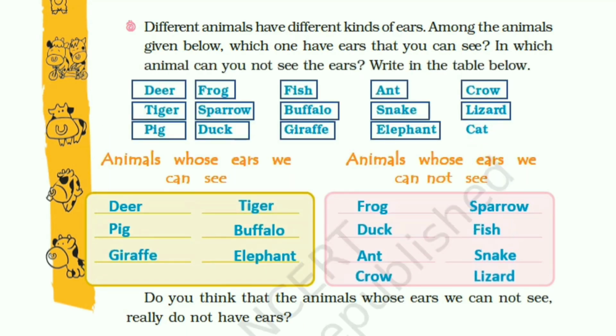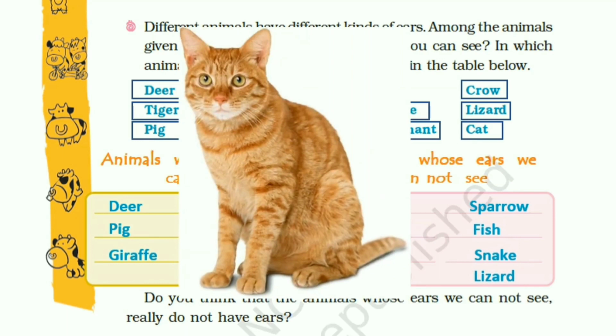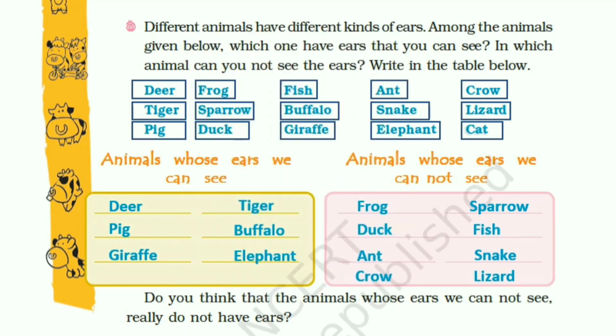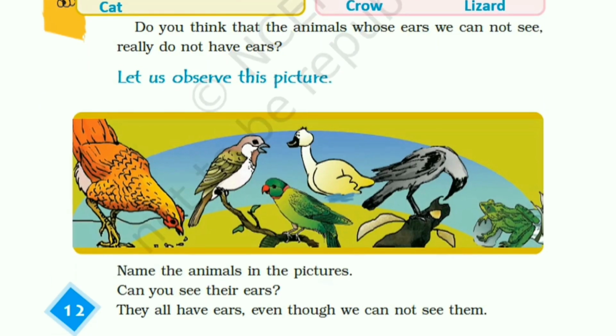So the last one is cat. Here is the picture. We can see the ears. So it goes to table number 1. Do you think that the animals whose ears we cannot see really don't have ears? Students, think about that. Let us observe this picture.